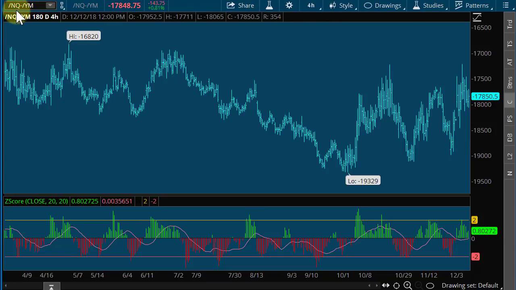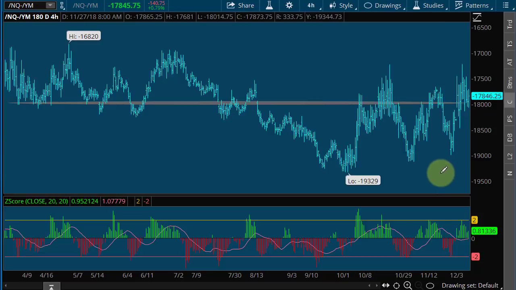In front of you, I have the Nasdaq futures and I have the Dow futures. And I just did Nasdaq minus Dow. And what that's showing me is the relative difference between the two. I'm on a 4-hour chart using Thinkorswim going back to April of this year. And you can see a pretty strong relationship.